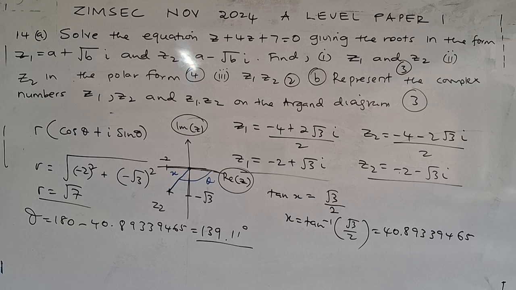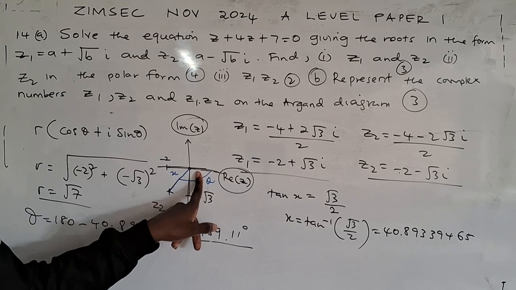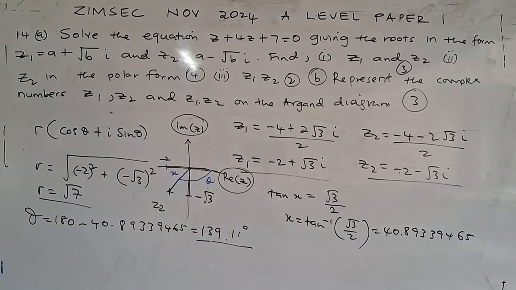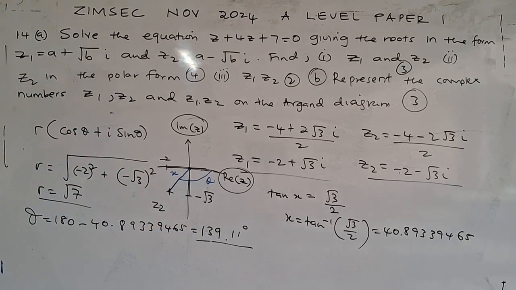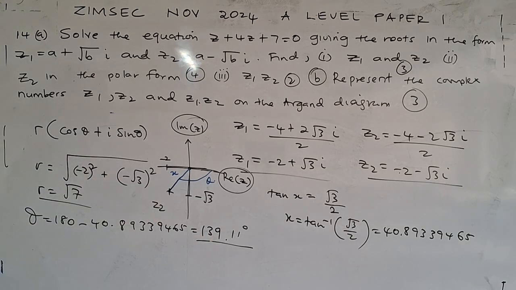See, the thing is this. This angle is below the axis. So if this angle is below the real axis, it means it is a negative. So let's substitute for r by root 7 and for theta by this value.